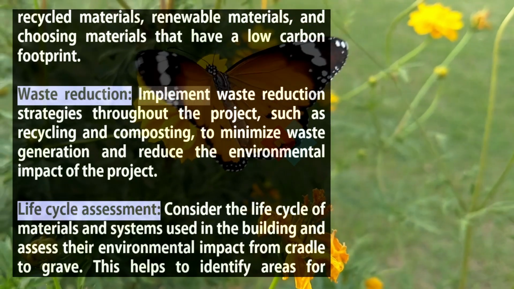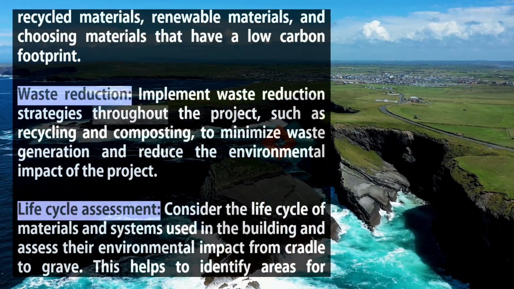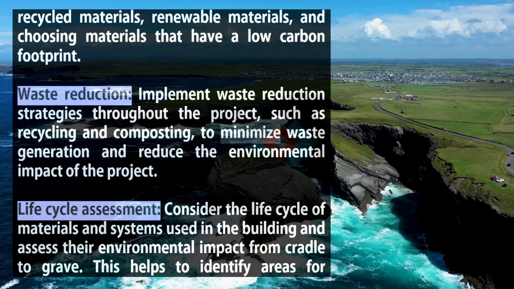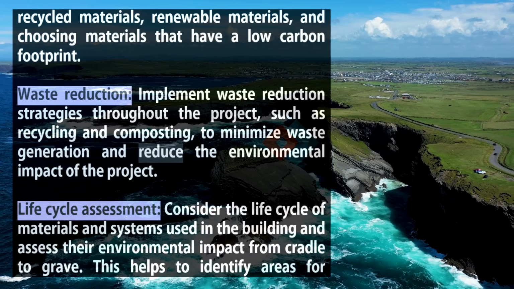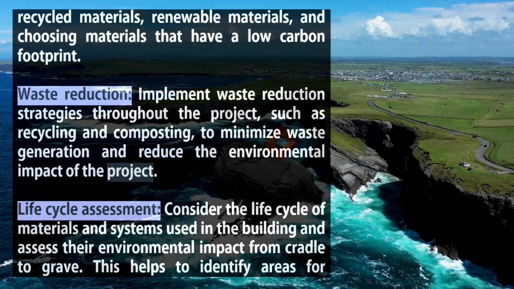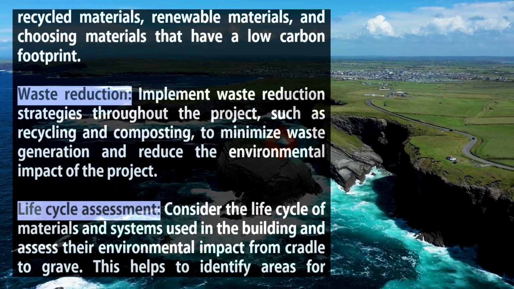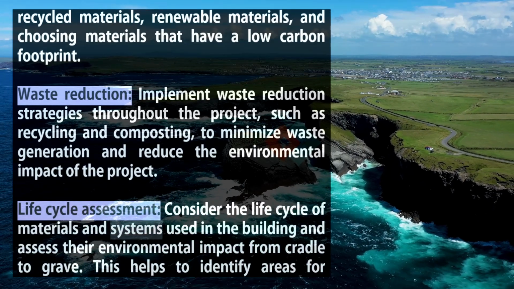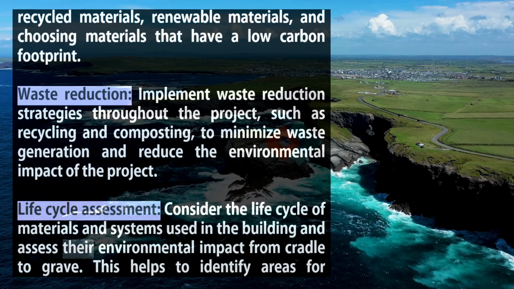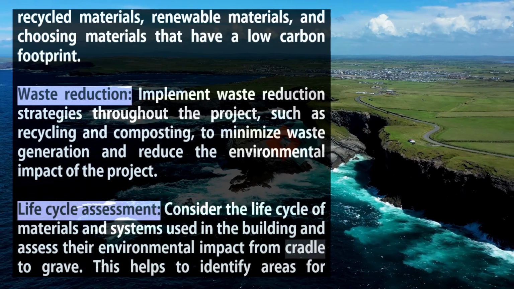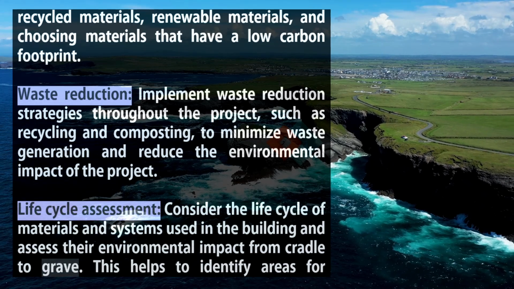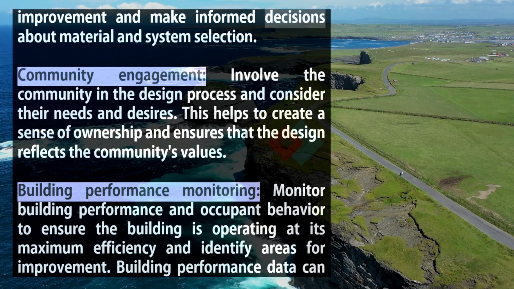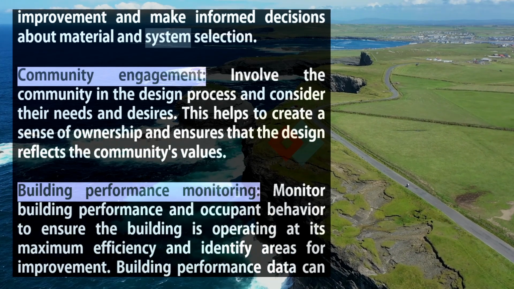Waste reduction. Implement waste reduction strategies throughout the project, such as recycling and composting, to minimize waste generation and reduce the environmental impact of the project. Life cycle assessment. Consider the life cycle of materials and systems used in the building and assess their environmental impact from cradle to grave. This helps to identify areas for improvement and make informed decisions about material and system selection.